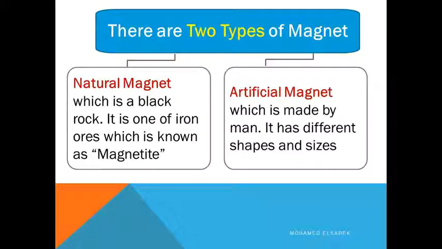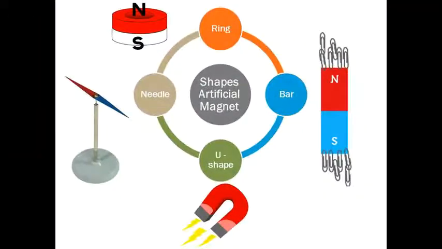Natural magnet, the one that God created. Artificial magnet is made by man. Natural magnet is made of iron ores, which are known as magnetite, black rocks. But artificial magnet is made by man, and it has more than one shape. It has 4 shapes: ring magnet, U-shape magnet, needle magnet, and bar magnet.